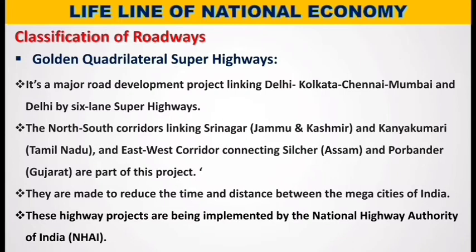They are made to reduce the time and distance between the mega cities of India. The main aim and objective of the construction of the Golden Quadrilateral and superhighways is to reduce the time and distance between the mega cities, like Delhi, Kolkata, Chennai, Mumbai. These highway projects are being implemented by the National Highways Authority of India.